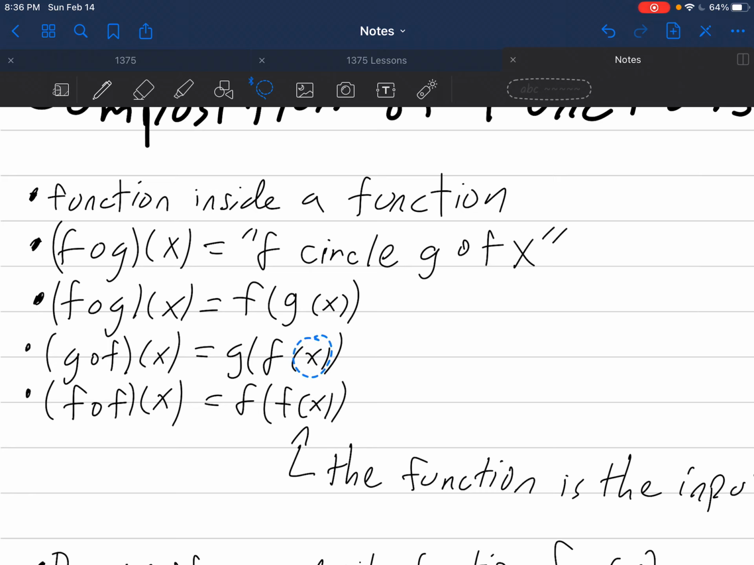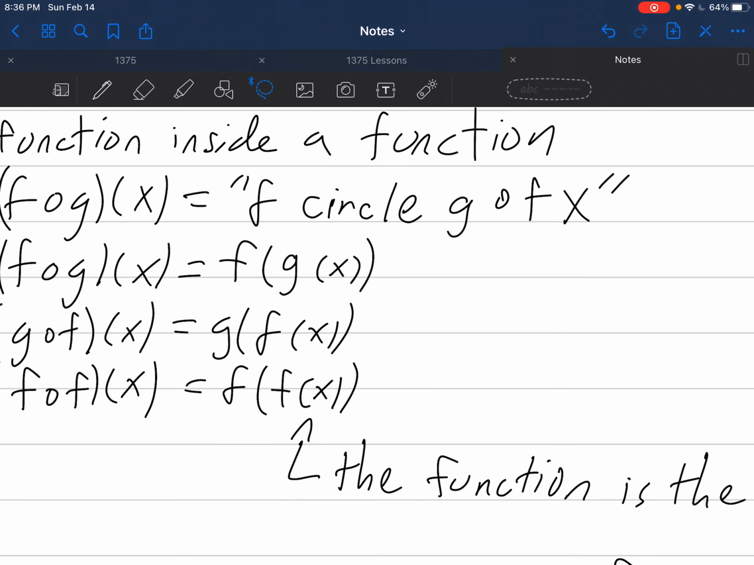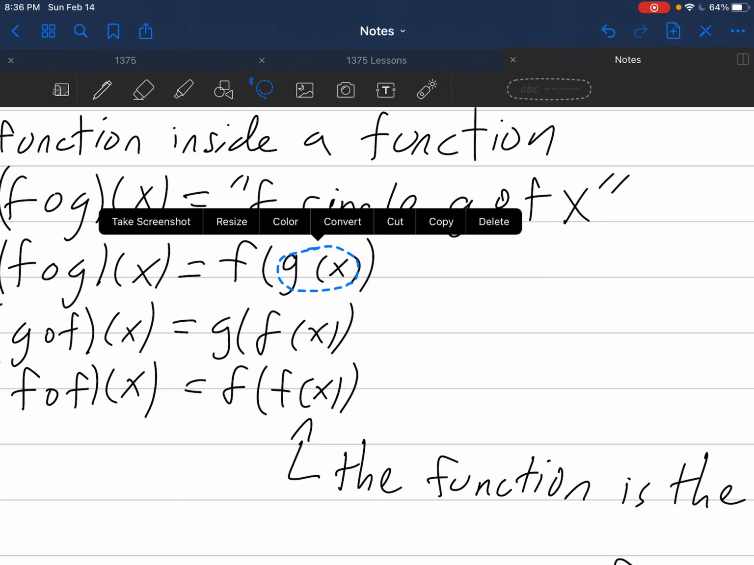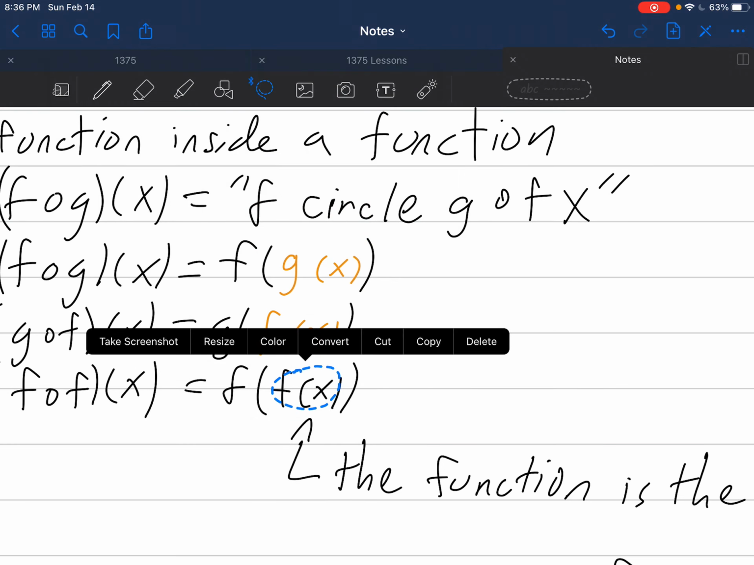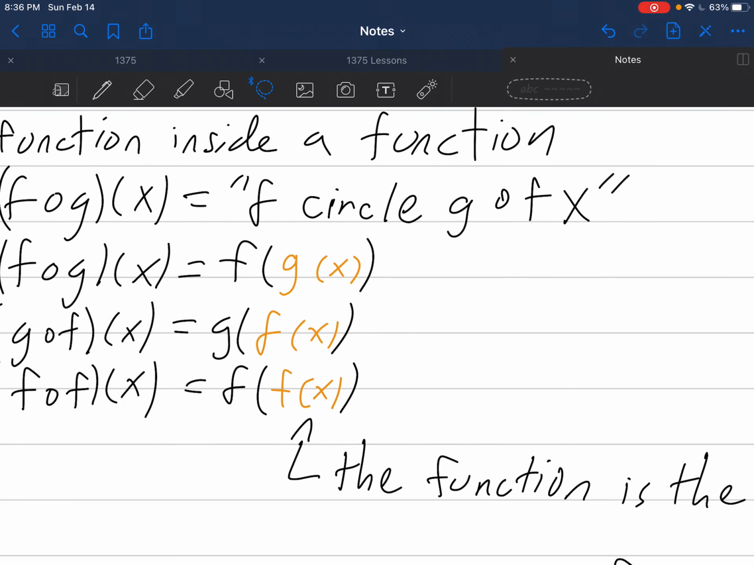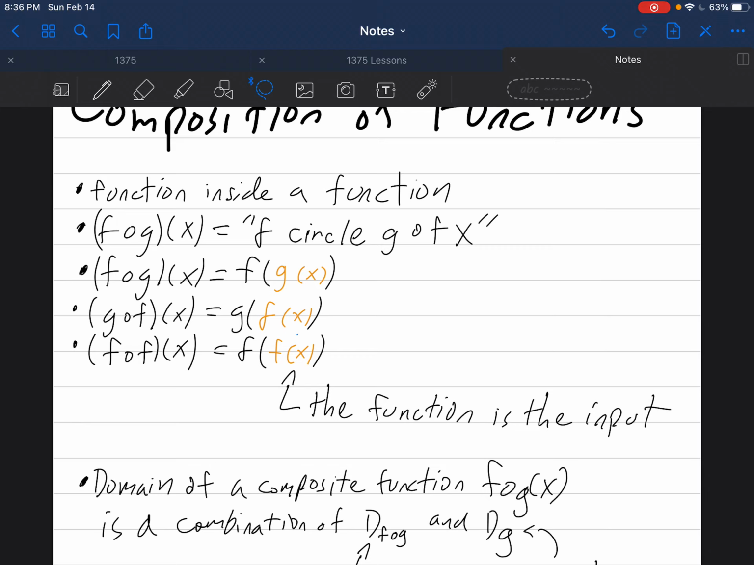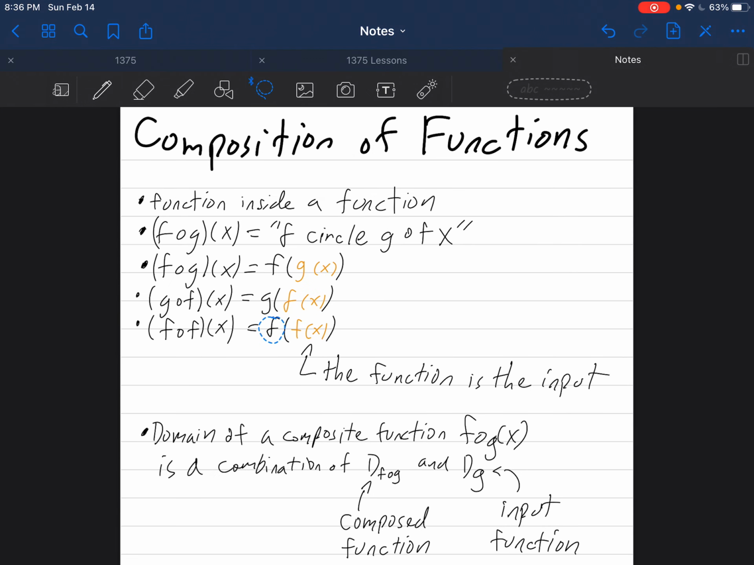And you can even put the function inside of itself, like f circle f of x is going to be f of f of x. The function that's inside the parentheses, which I will recolor to be, let's say, orange, is the second function that is listed in the circle notation. It is also something I like to call the input function, because this is what's getting inputted into the other. And again, just like with operations, we are making brand new functions out of these two separate functions. But finding the domain is going to be slightly different.